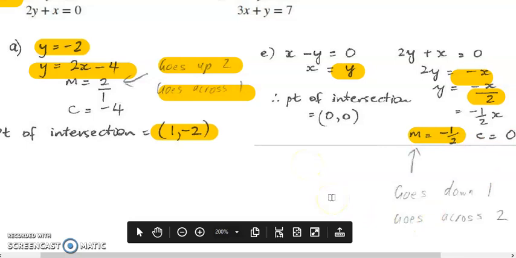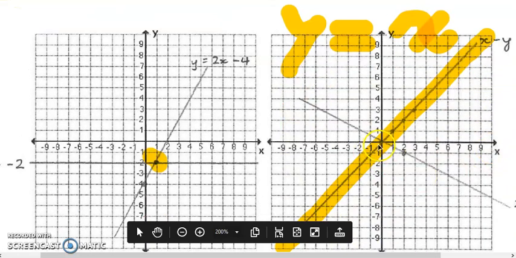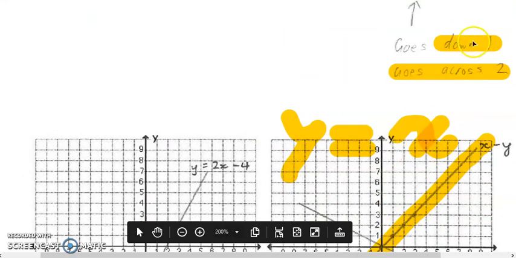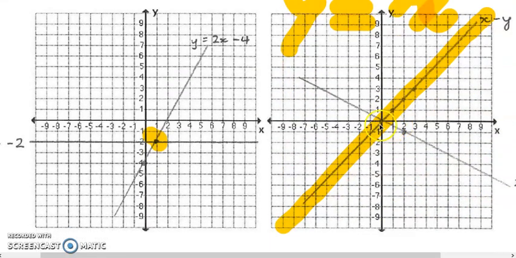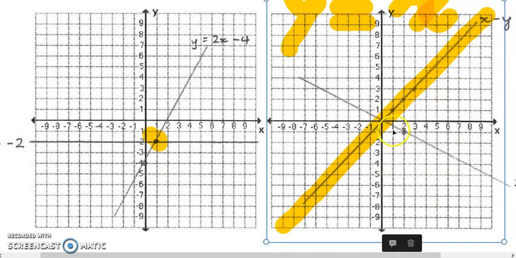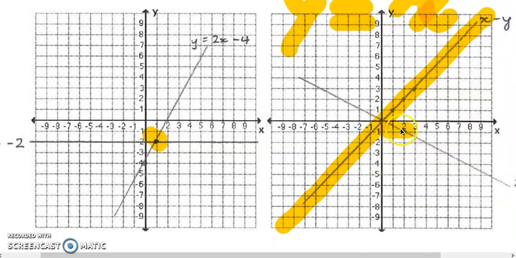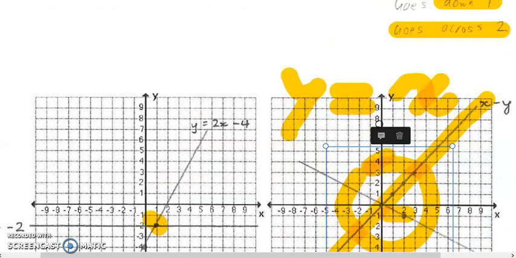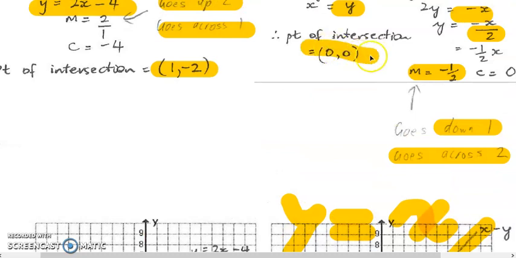This means it goes down by 1 for every time it goes across 2. And also we don't have an intercept, so c is 0. So I start here and then I'm going down 1 and across 2. So I move down 1 and across 2 to get to this point here. Then I connect the 2 dots, and where's my intersection? Right in the middle of the Cartesian plane here, 0, 0, also known as the origin.